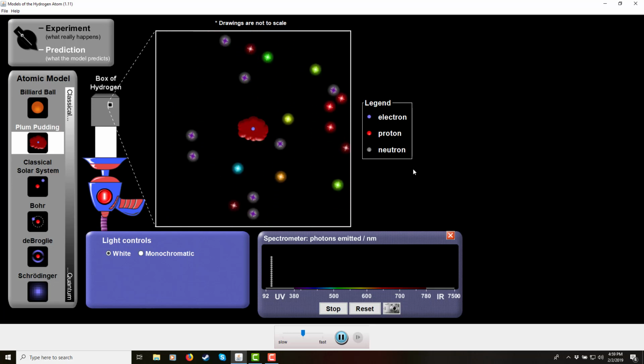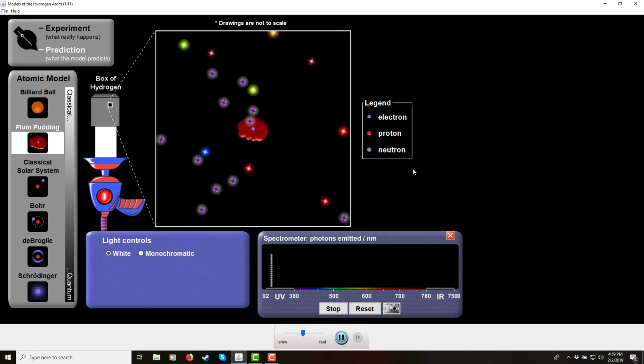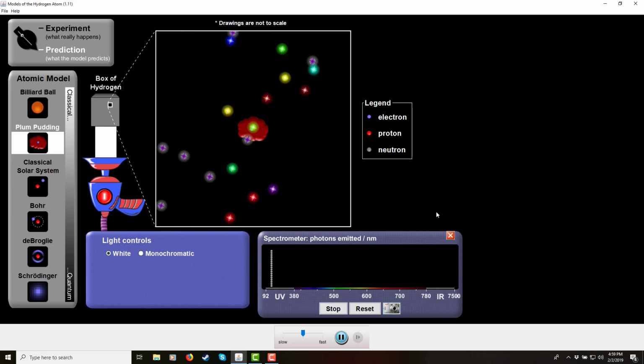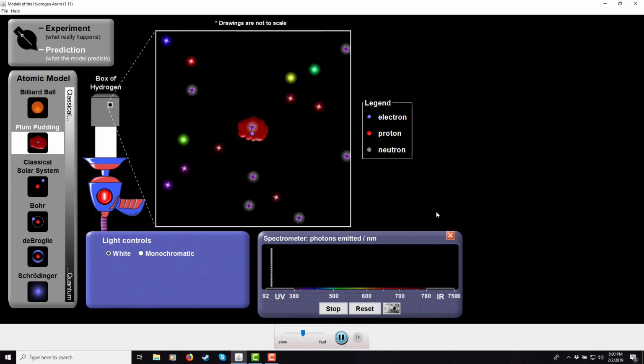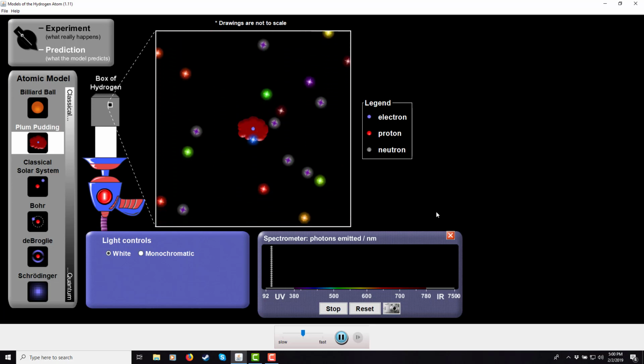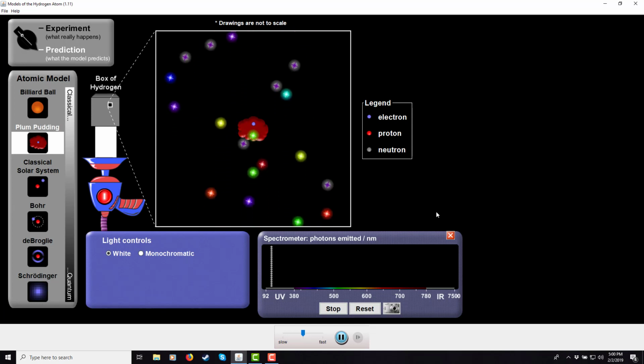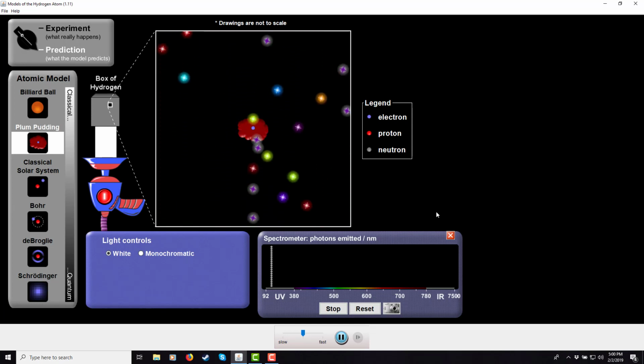Not to mention, it kind of doesn't give you the best predictions. It gives you some decent predictions, but what you see down here is your spectrometer, and your spectrometer is telling you the photons of light that it's absorbing. And that's not the spectrum of hydrogen. It's not lining up. So we got a couple other models.